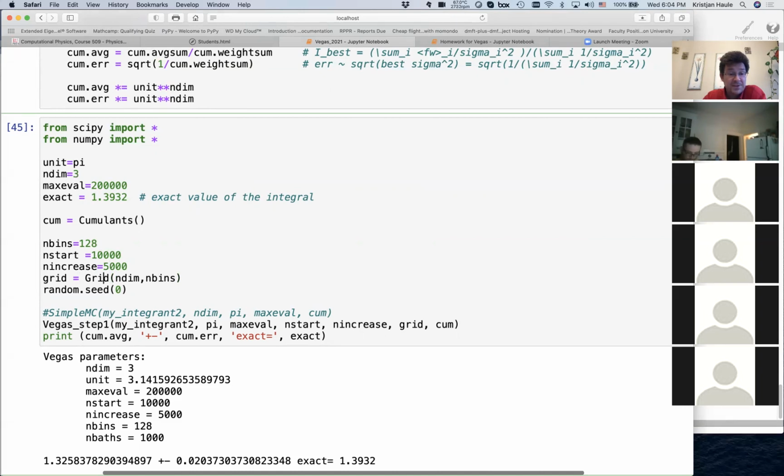Now here we just instantiate the grids that we're going to need in Vegas algorithm. Of course, this grid, as we discussed, is completely trivial now. It's just g of x is x.